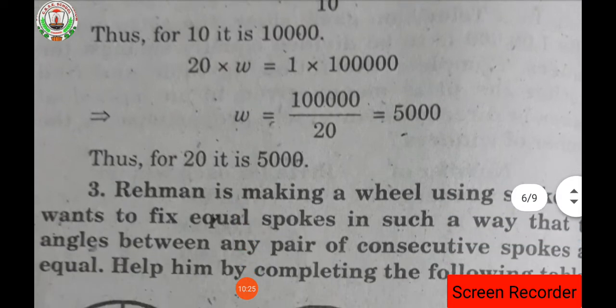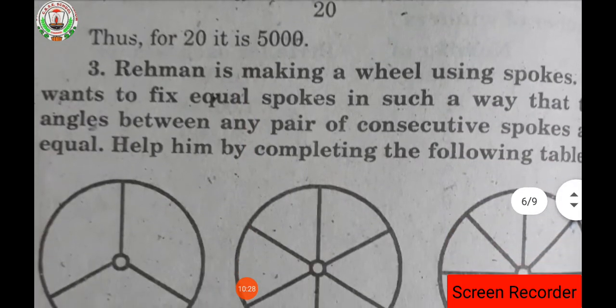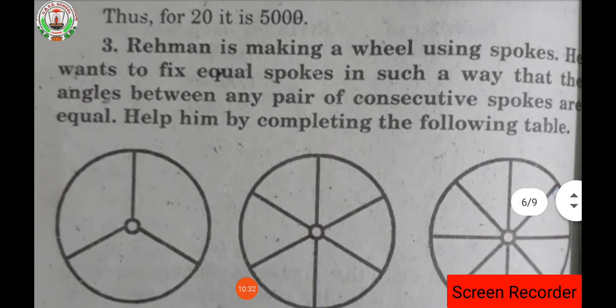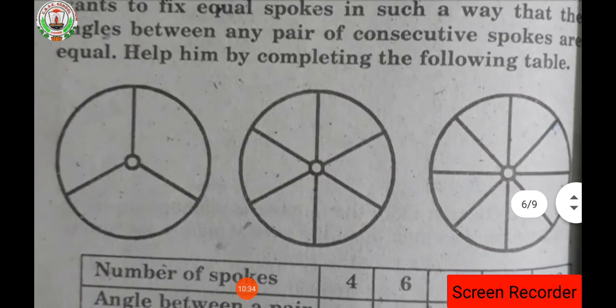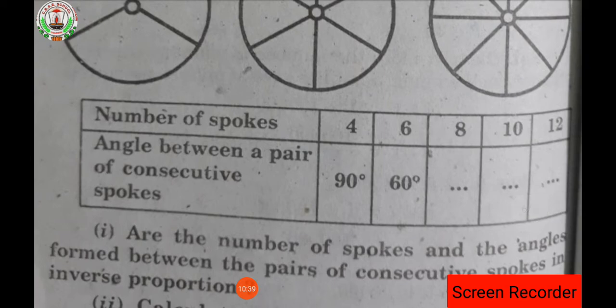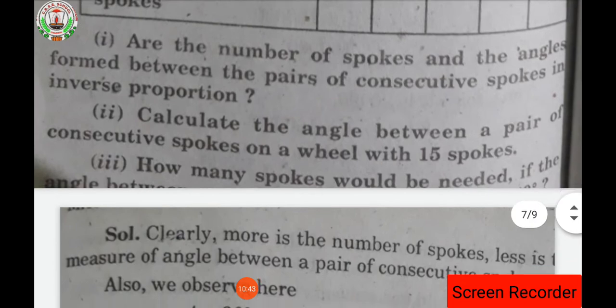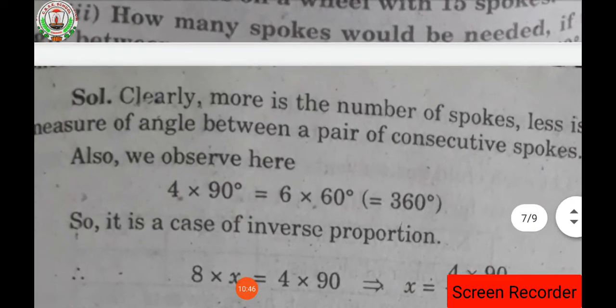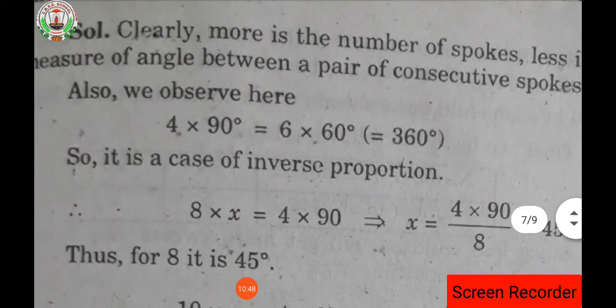That means it is a condition for inverse proportion. Okay. Now question number three. In question number three, we had already seen that a wheel is made by using spokes. And the degrees are given as 90, 60, and the rest we have to find. So three conditions are applied in this question. While seeing the three conditions, we have to find the required answer. Clear?